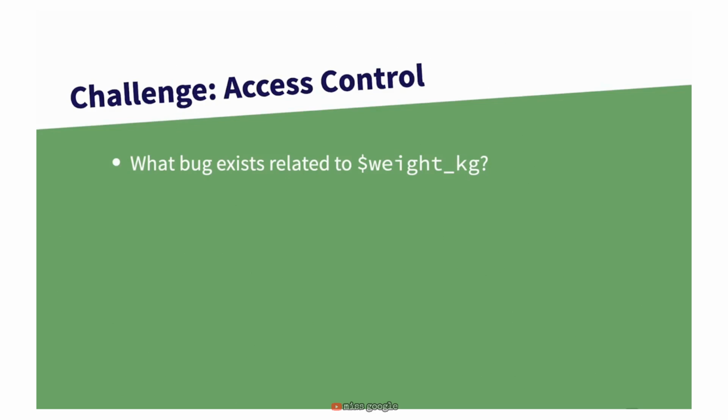And last of all, ask yourself, what bug now exists related to this weight_kg property? The last part of the assignment, the third thing that we did, created a bug. So figure out what the bug is and then decide how you would fix it. Once you complete this challenge assignment, meet me in the next movie where I will show you the solution that I came up with.